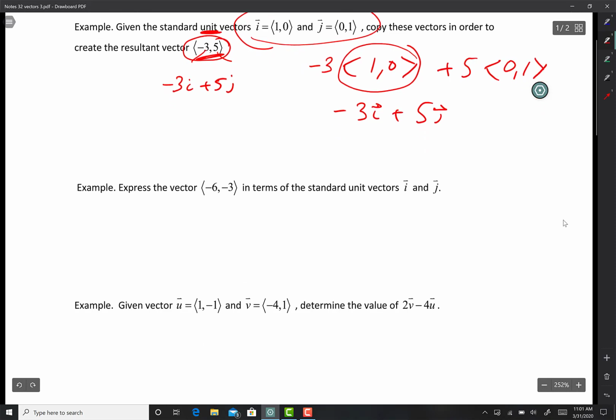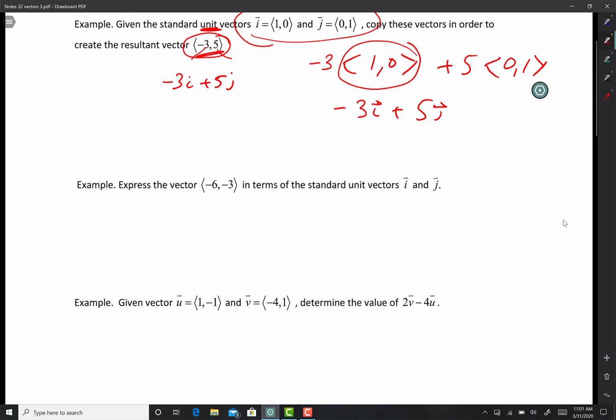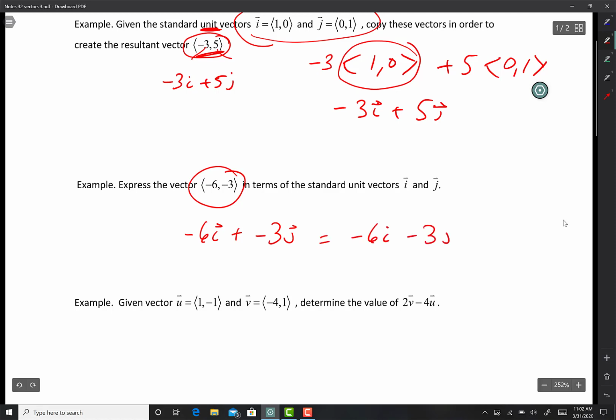All right, so continuing, it says express the vector -6, -3, so there's your i component, there's your j component, in terms of the standard unit vectors i and j. That's pretty basic, guys. We're just going to go, well, that's your x direction, so -6i plus -3j. If you want to take out that plus and just make it a minus, that's fine. -6i minus 3j. And there it is, that's it.